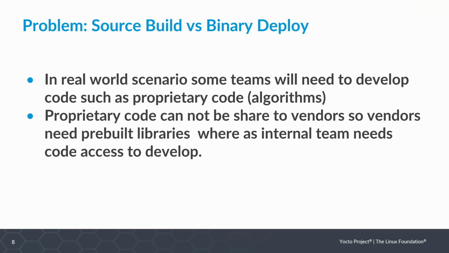In this slide, we want to talk about a common scenario between teams, where we need to have a binary deployment for some teams, for example the vendors, and where we want to have a source deployment for the internal teams where we have access. This is a common scenario, and that can be achieved by using virtual providers in general. But Kat, if you can go to the next slide.